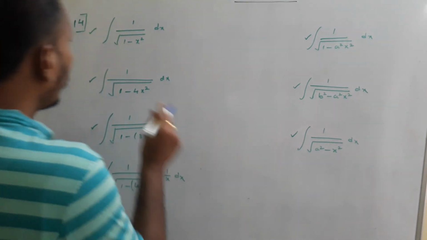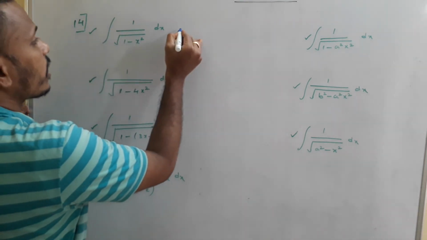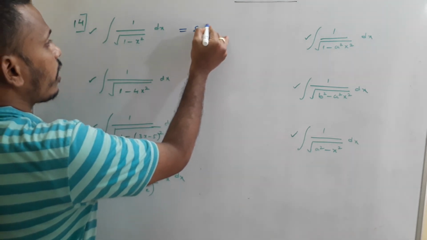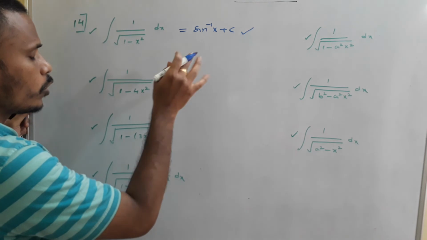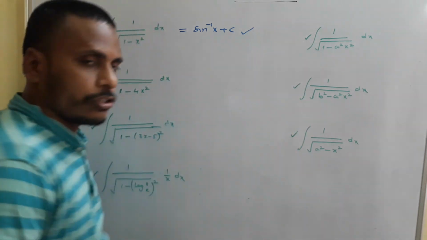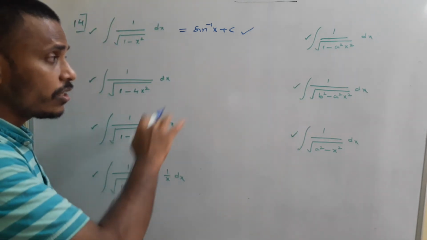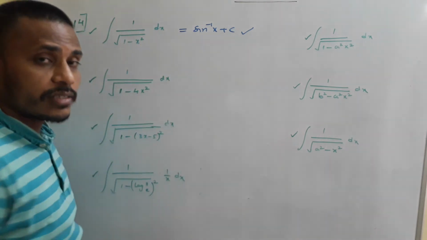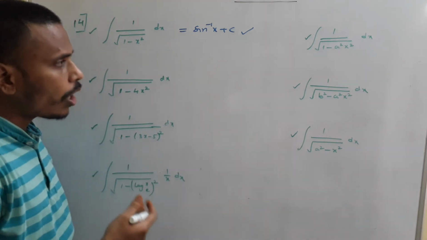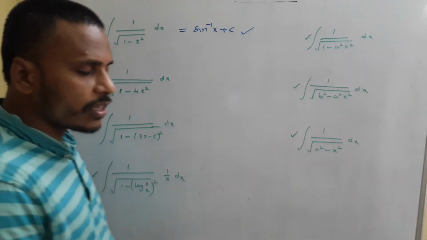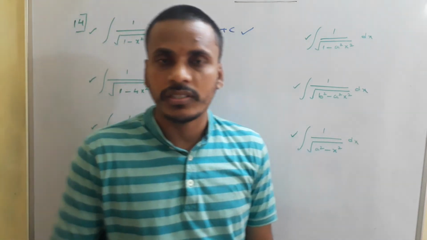Integral of 1 by root 1 minus x square dx is sin inverse x plus c. This particular rule or formula is useful to answer all these types of questions. Once we answer these questions using sin inverse x, then it is similar to answer many questions using sin inverse x or cos inverse x or tan inverse x like that.